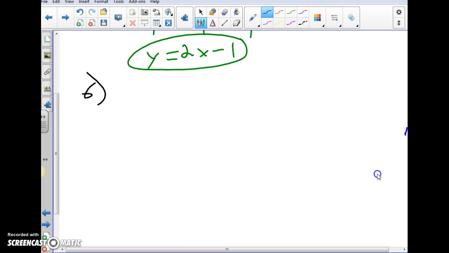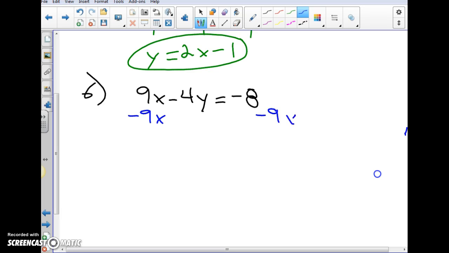Number 6, again, they're giving it to me in standard form, and I need it to be in slope-intercept form. So again, following my pattern, I'm going to move the x term. It's positive again, so I'm going to subtract 9x from both sides. Bring down my negative 4y equal to negative 9x minus 8.